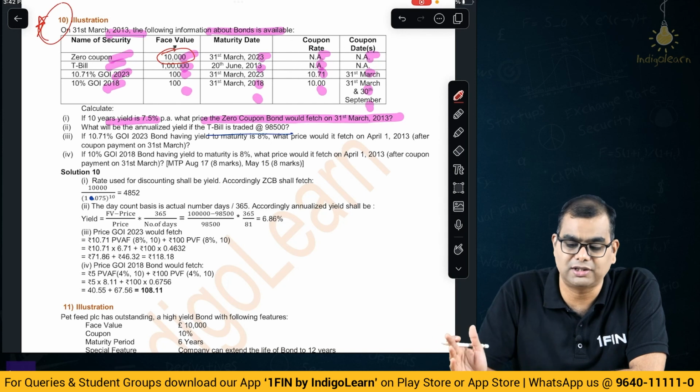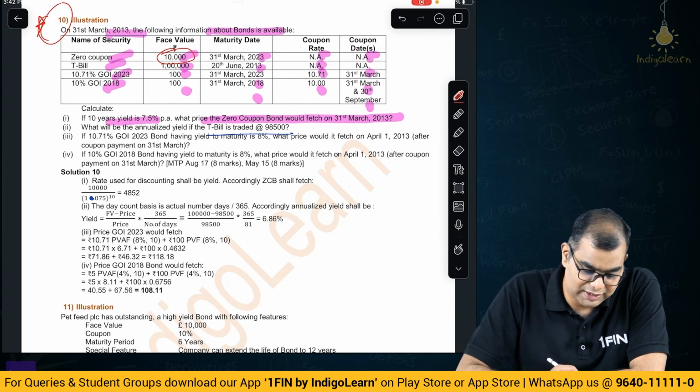4851.9. Simple. That's all. There is nothing else in this question. Next question. What will be the annualized yield if the T-bill is traded at 98,500?